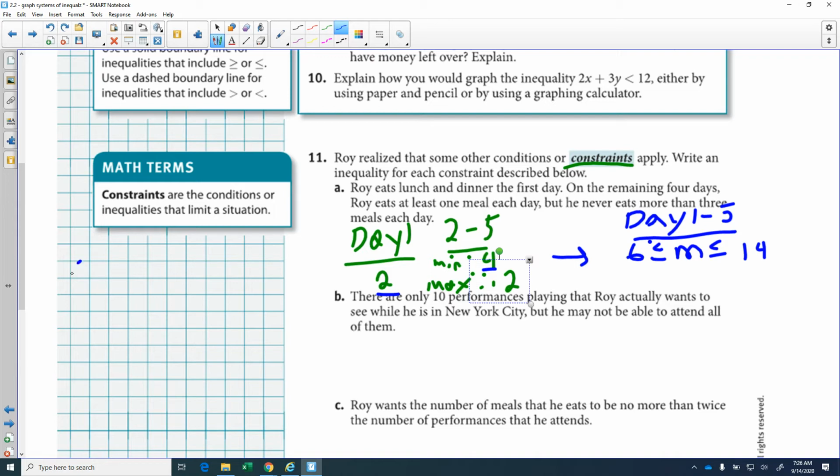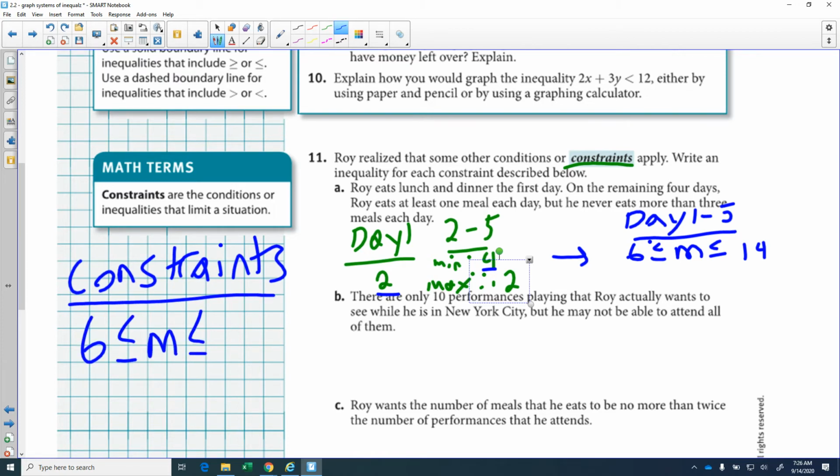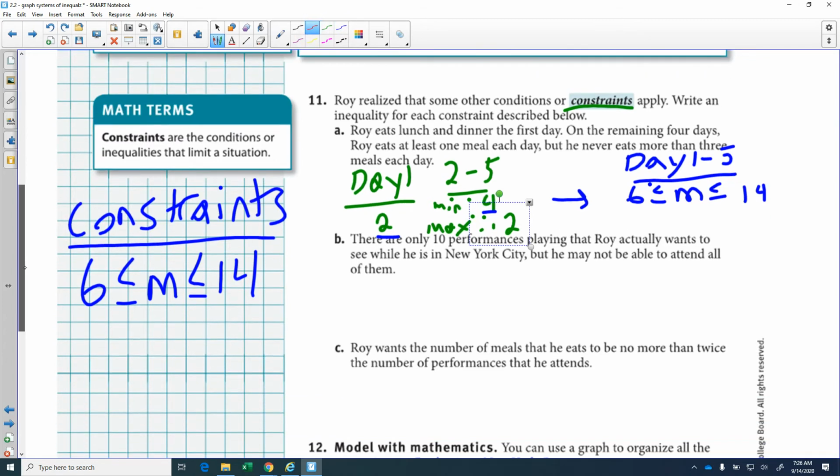So if we're talking about the constraints over here, the first one is my meals have to be between 6 and 14. So let's go ahead and talk about the next one then.